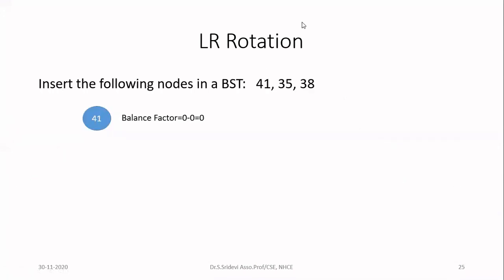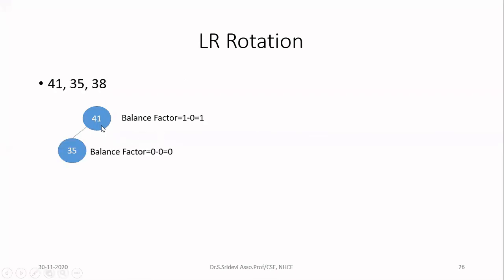In LR rotation, we are going to perform two rotations. Let us see in which direction we are going to perform them. So first, I am getting the initial node as 41. I am inserting that as the root node. Balance factor is 0. Then I am getting node 35. Since 35 is less than 41, I am inserting that in the left subtree. And the balance factors of both the nodes are 0 and 1 respectively. So no problem for us.